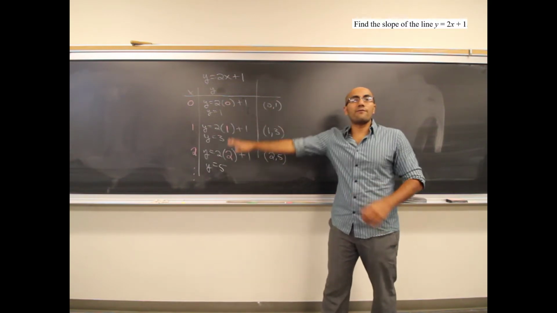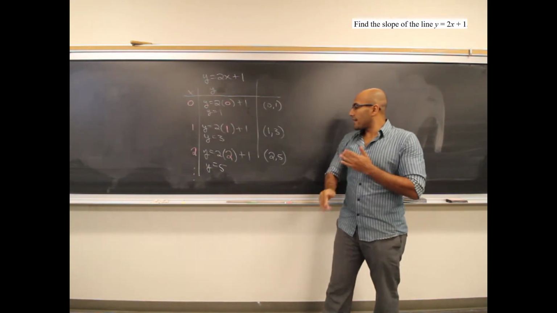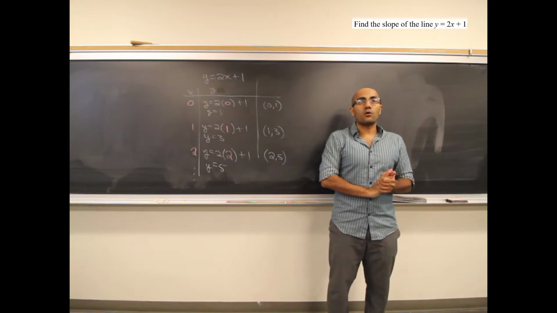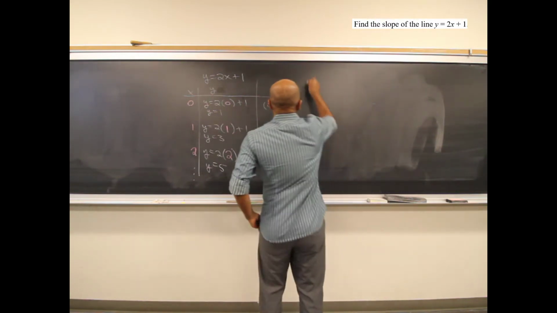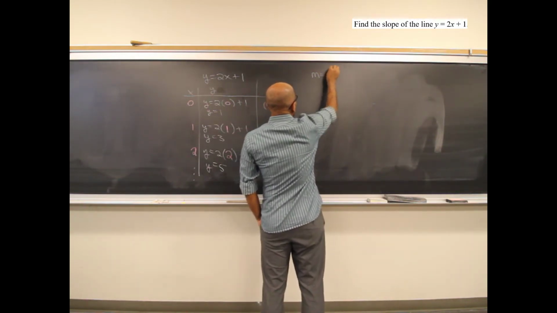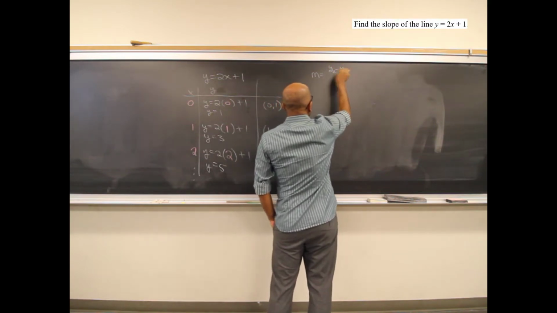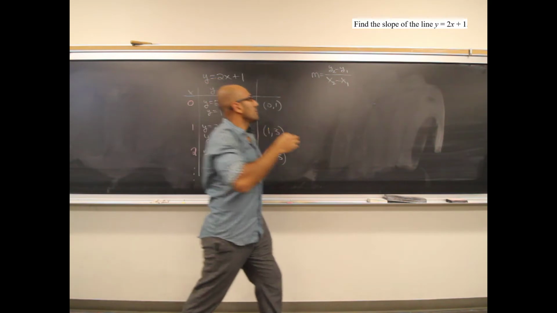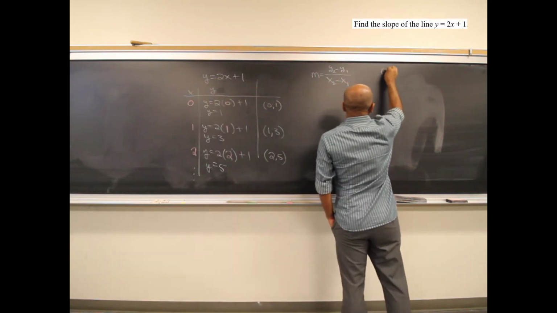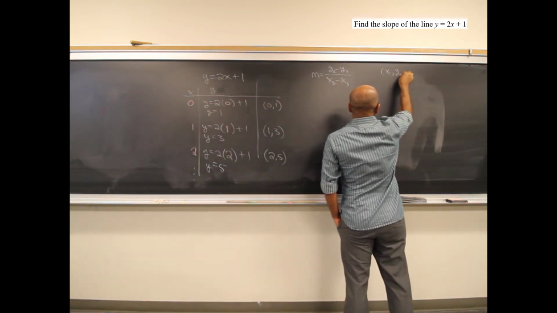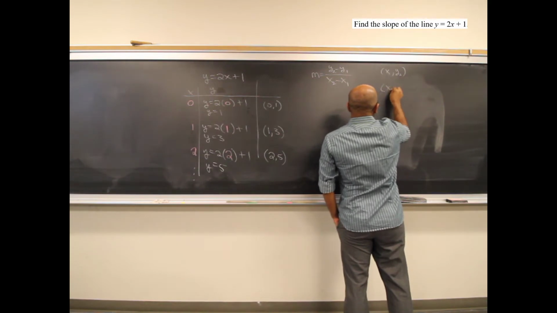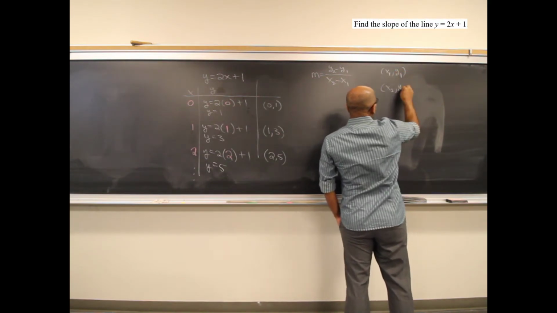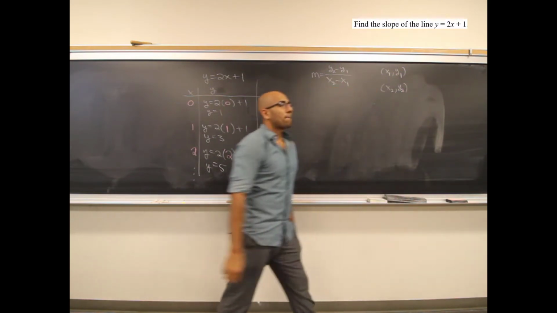Okay, so now once we have all these ordered pairs, we can choose any two of them and plug them into our formula. So our formula for slope is slope equals y sub 2 minus y sub 1 over x sub 2 minus x sub 1, right? Where one of the points is x1, y1, and the other point is x2, y2.